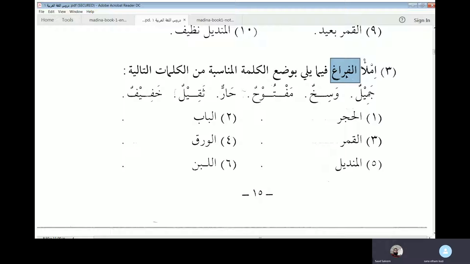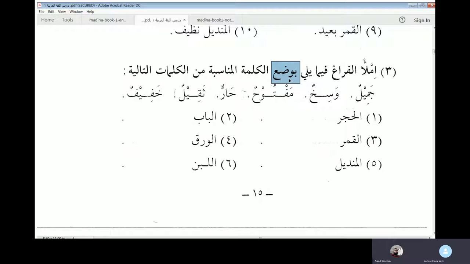What is that? Farag means empty space, blank. Okay, blank or empty space or empty. Imla il farag. Fima yali. Fima is below. Okay, fima yali, which is below. Okay. So yali is which, fima is below, right? Or you just continue. Okay.